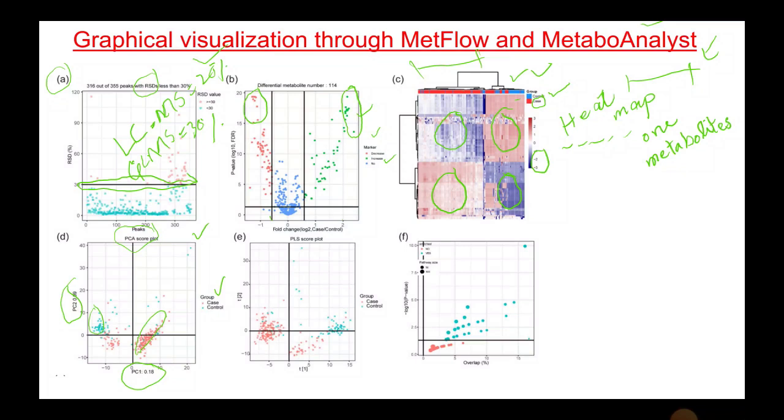Next is the PLS score plot. The purpose of PCA and PLS score plots is the same, but as you can see, the PLS score plot is more precise. Now you can see they are more together in the case and control, and we can see a better look at groups and treatments. Similarly, this is also an OPLS score plot. All these graphic visualizations you can select from your folder for your own analysis.